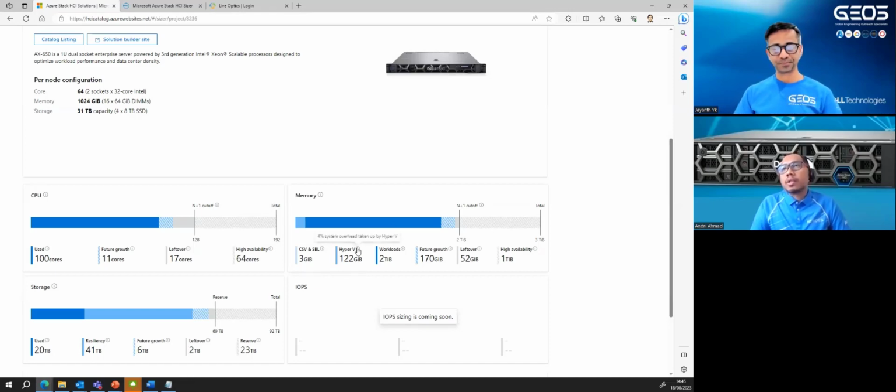So if you want, you can also see how it is calculated. There is an exclamation mark here. You can hover over it, and then you can see that the memory overhead is calculated based on CSV in-memory cache, which is around 1 gigabyte. Do you want to just zoom in, Andri? I think it's very small. Oh, okay.